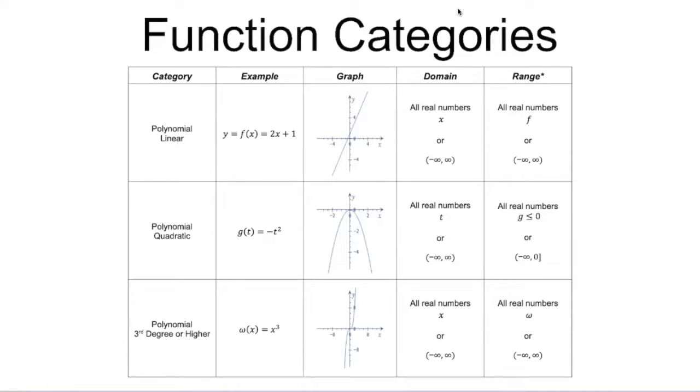For a quadratic, once again, we also have all real numbers. In fact, even higher degree polynomials have domains that are all real numbers. Once again, in this course, we will not be paying much attention to the range of these functions. We'll be drilling down and focusing on the domain. So for polynomial functions, we will always have domains that are all real numbers.